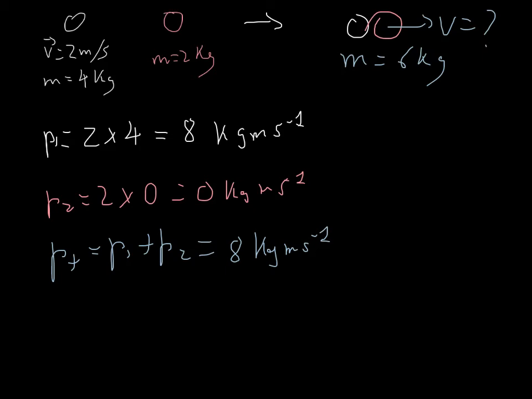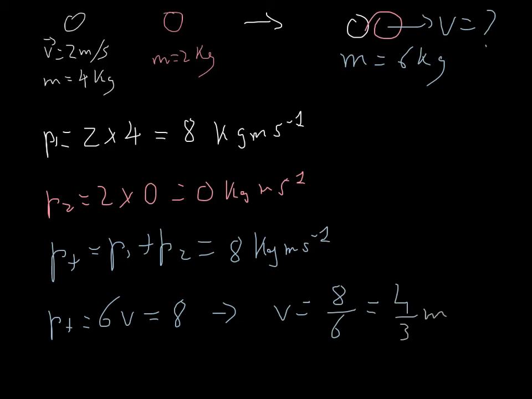Well, the total momentum after the collision will be equal to the total mass, which is 6, times the velocity that we don't know, and because momentum is conserved, it has to be equal to 8 kilograms meters second to the minus 1. So this has to be equal to 8. Now all we need to do is solve this equation that we do just by bringing the 6 over here under the 8. So then we get that V equals 8 over 6, which is equal to 4/3 of a meter per second.